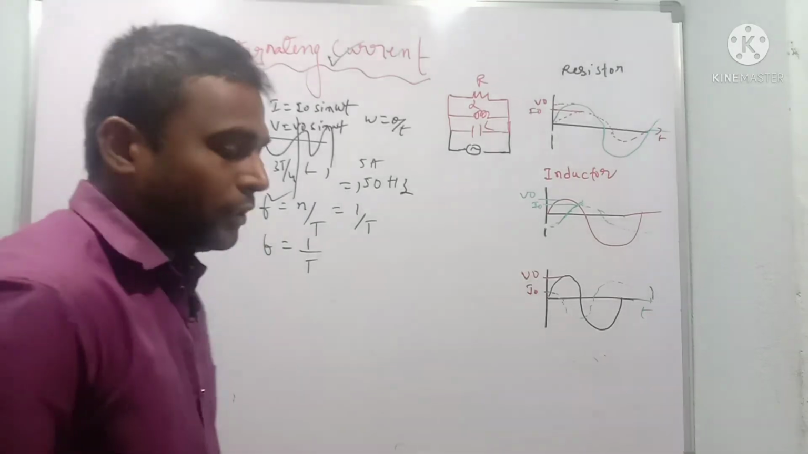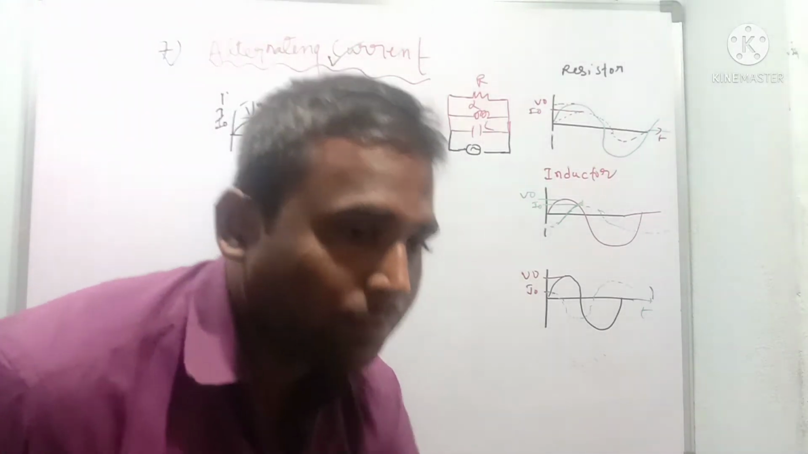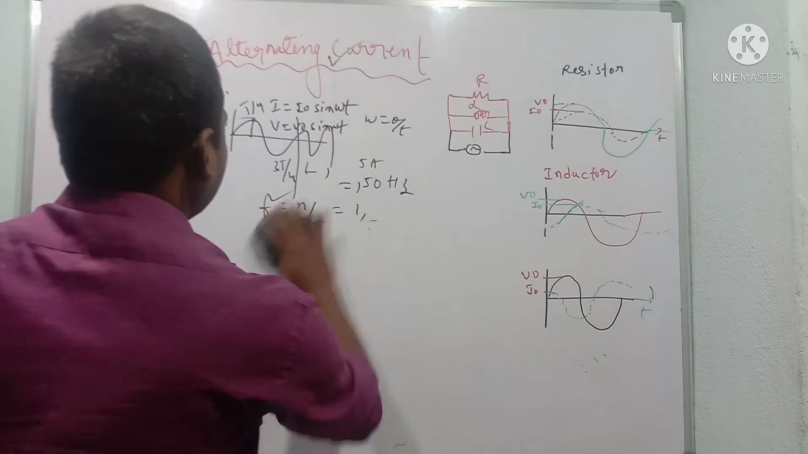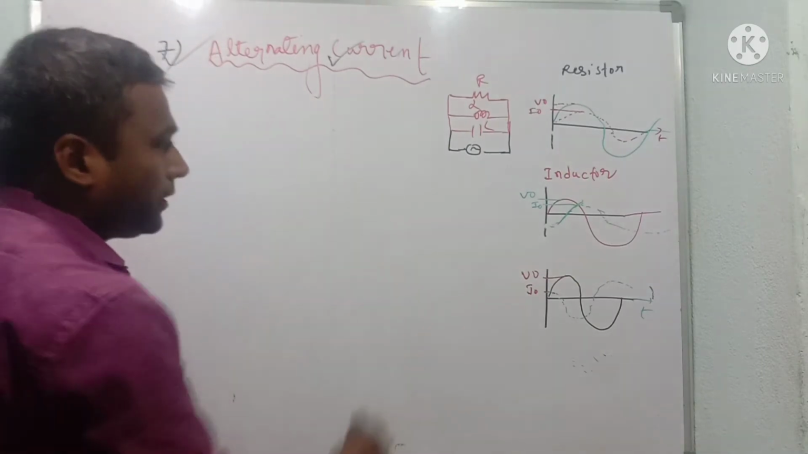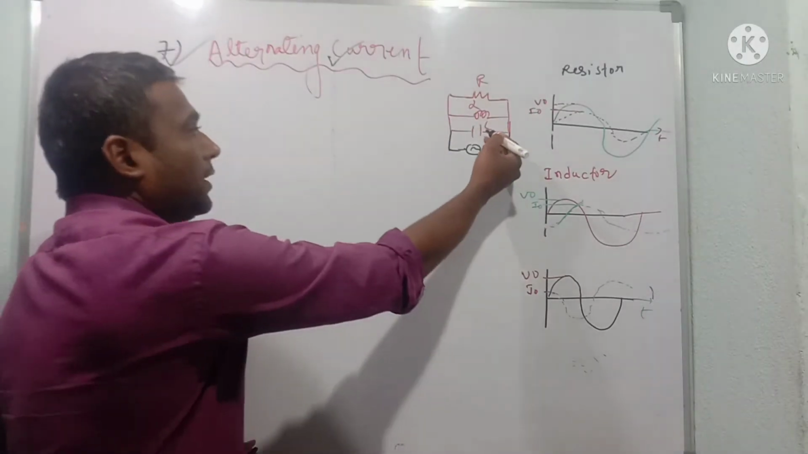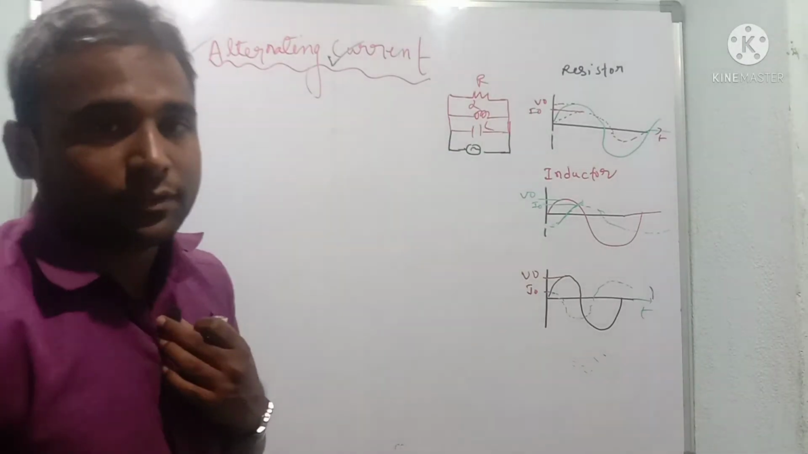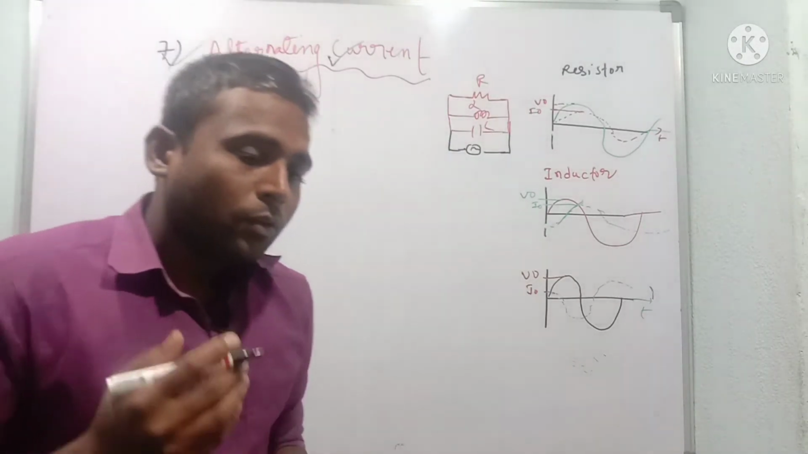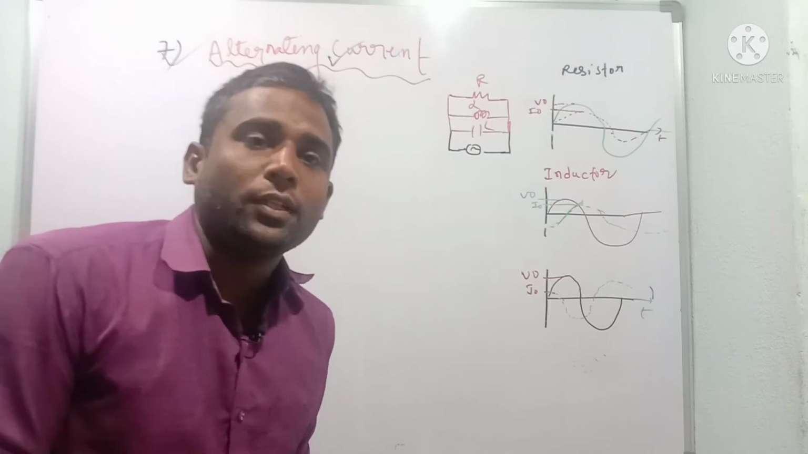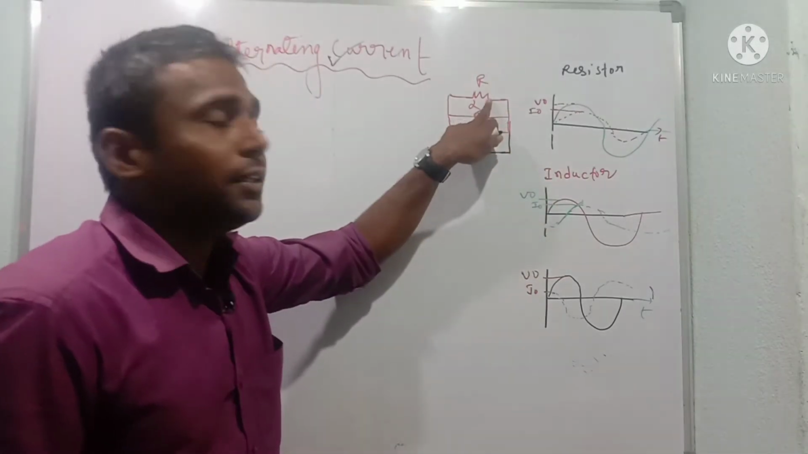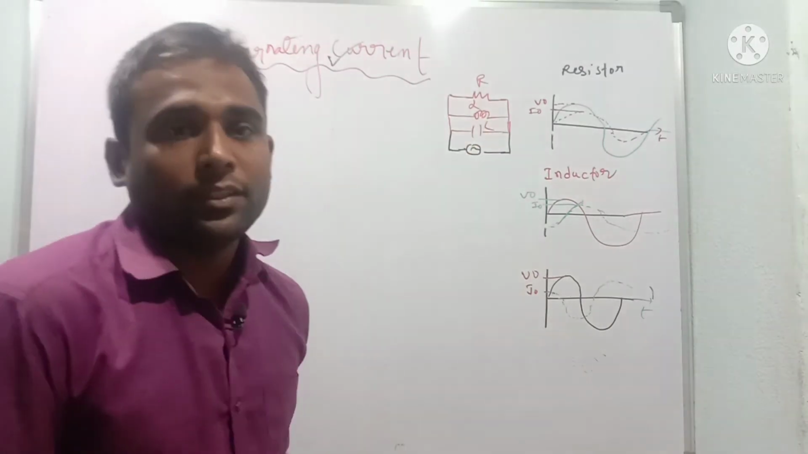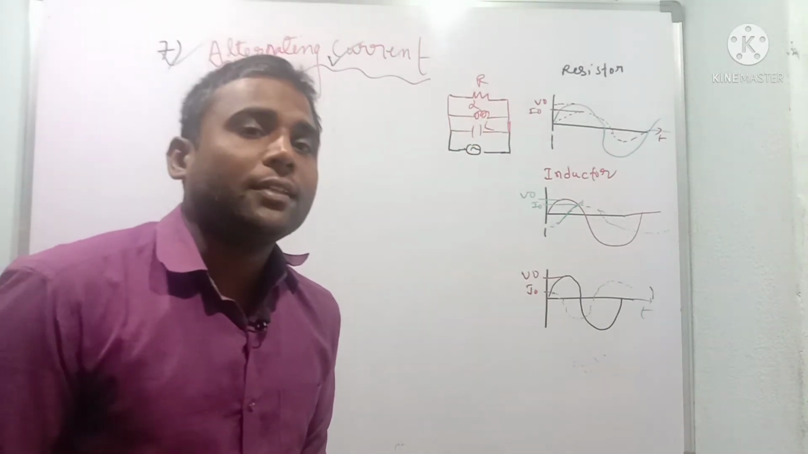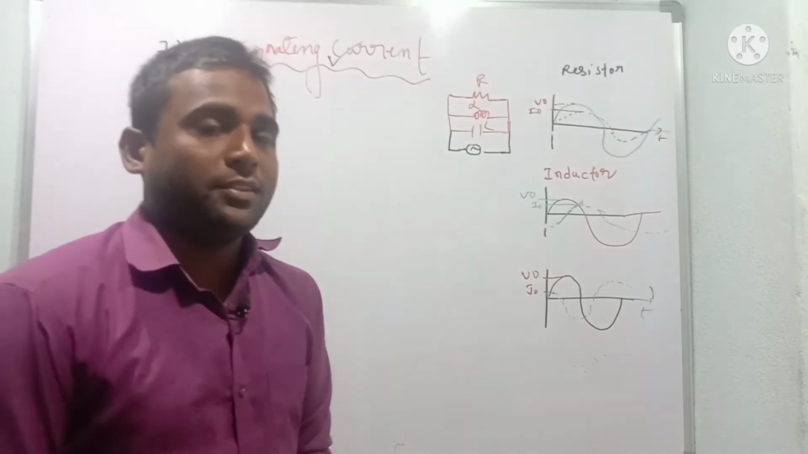I hope you understood. After understanding this, let us move to the next topic: current passing through the resistor, the inductor and the capacitor. What happens if I apply the voltage to the resistor, the inductor and the capacitor? Before that, let us know some basic definitions.